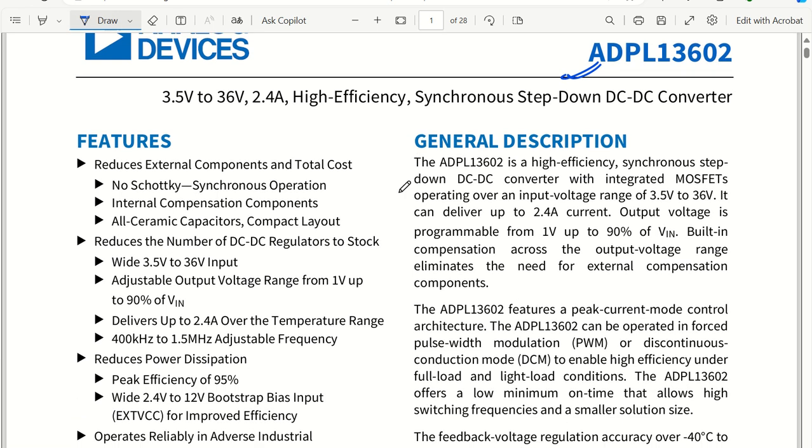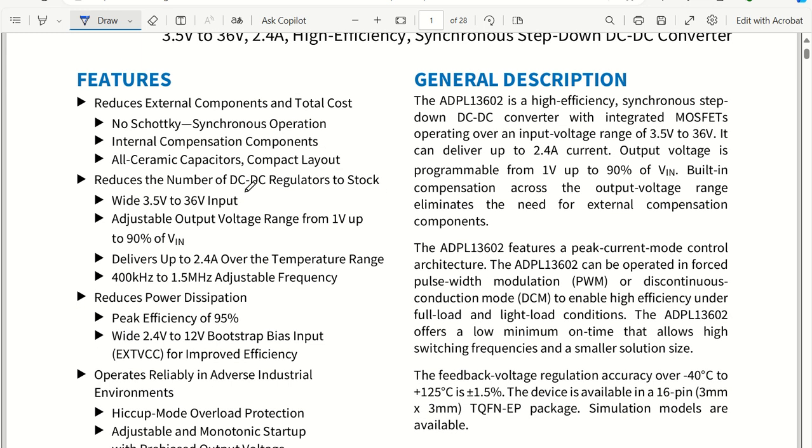13602. The very first thing that you should concentrate on while designing any circuit is to read about all these features given here. Okay, so you see that it has reduced external components and total cost, so the cost is very low and very few components are required to have a very good switching regulator design. Okay, and only ceramic capacitors can be utilized. There is no need for electrolytic capacitors. Okay, so the design will be very compact, like very small size, you can design very good regulators.